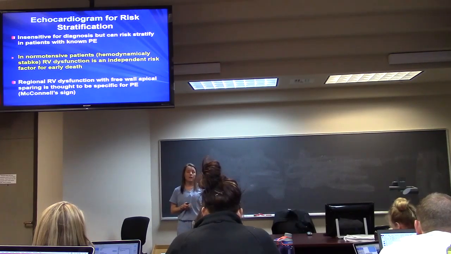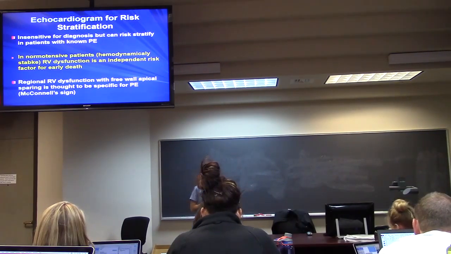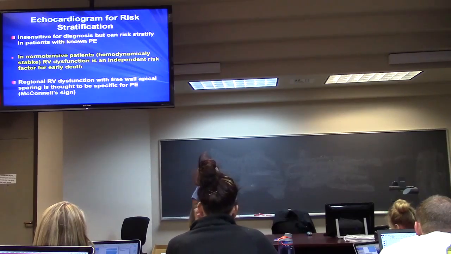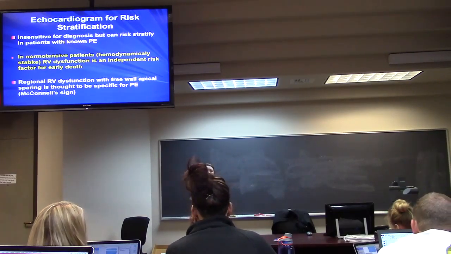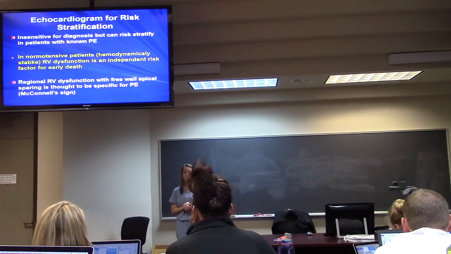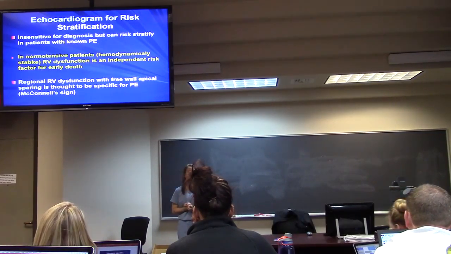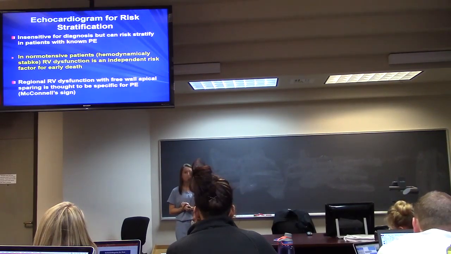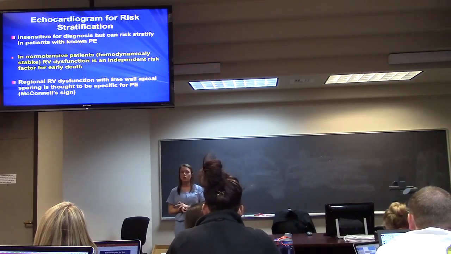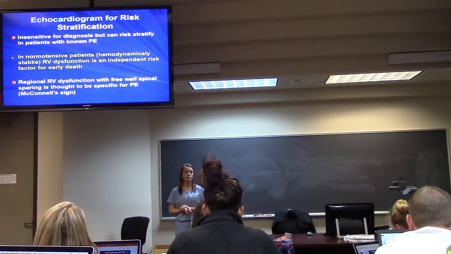I've had a couple people with PEs diagnosed on echo, but it's unusual. It really doesn't help you diagnose. It just tells you how much strain this person is having from this clot. How hard is their heart working to overcome this clot? In normotensive patients that look fine, vital signs are okay, they may be a little hypoxemic, a little tachycardic, they look okay. If they've got right ventricle dysfunction, that's an independent risk factor for death. So that's why it's important. Even though they may look okay, if their heart is straining from this PE, it's a risk factor for death.